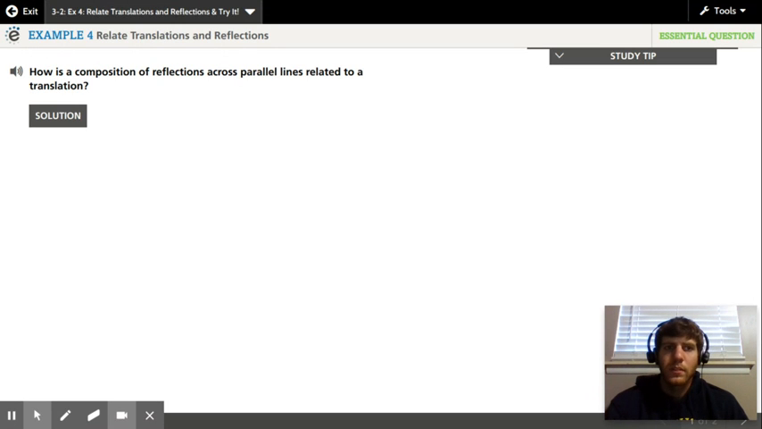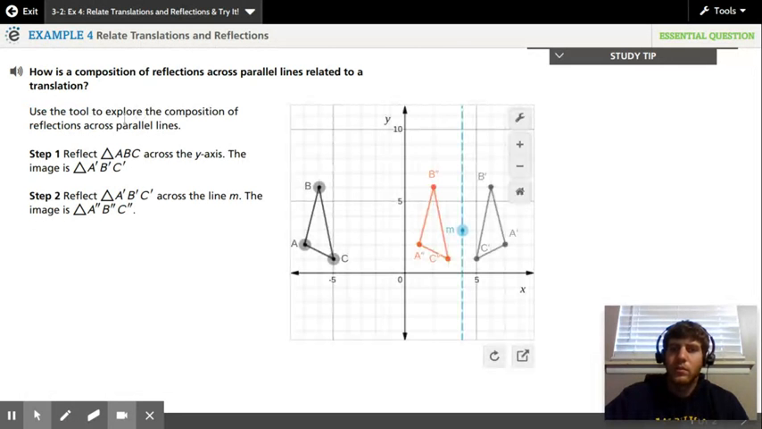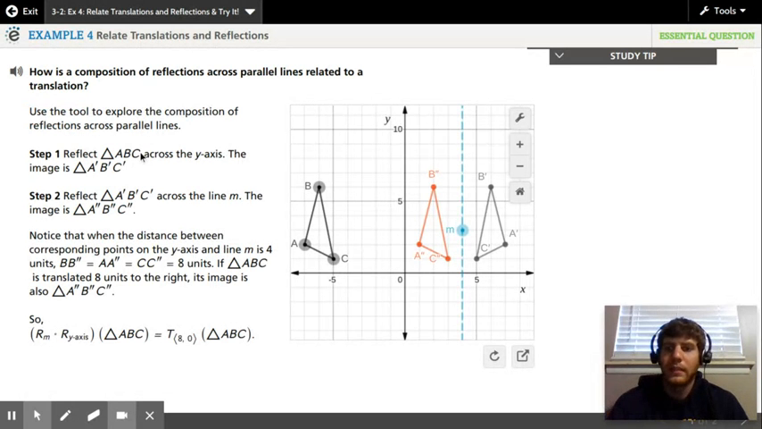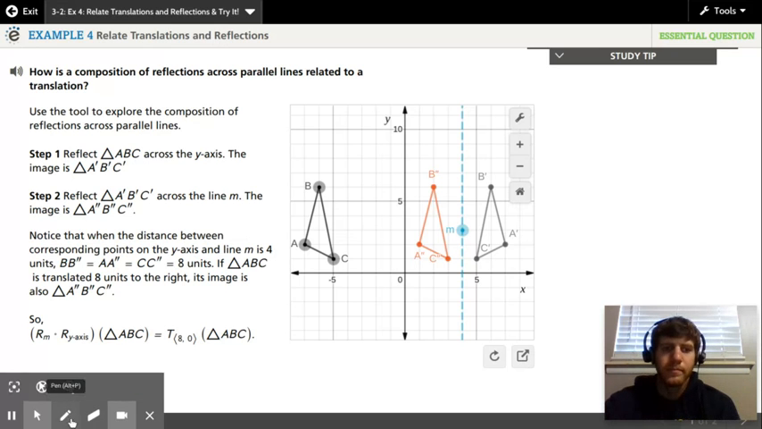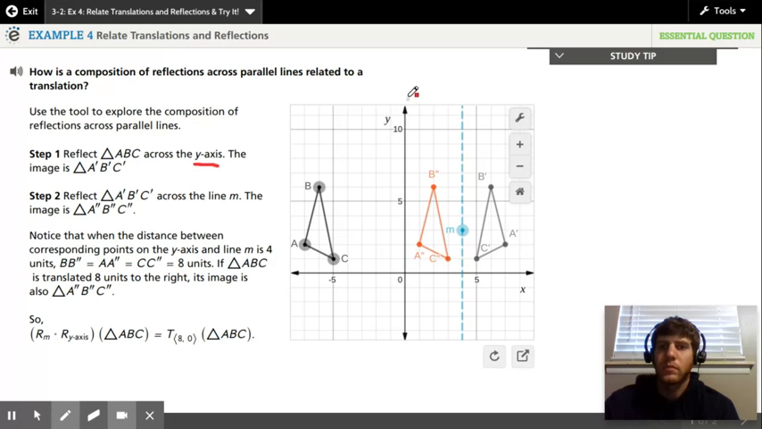So example 4 wants us to answer the question, how is a composition of reflections across parallel lines related to a translation? There's no other way to get the graph here than the two-click solution. So we're just going to go through what they did. They started with triangle ABC here, and they did the first one: they reflected across the y-axis. So that was this axis right here.